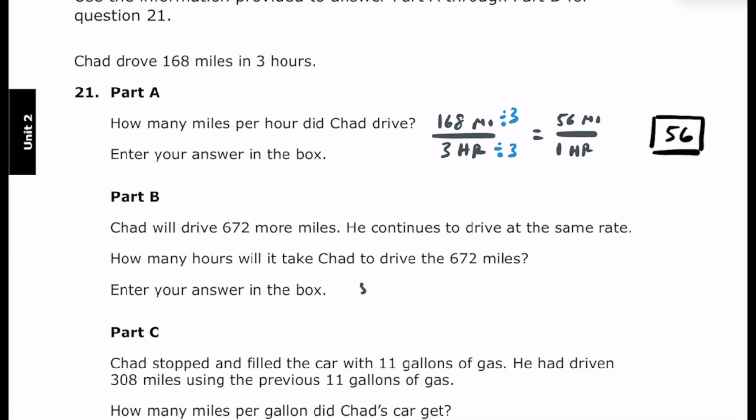Well, we know that Chad is driving 56 miles in 1 hour, and they're asking about how long. So how long is going to be X here. And we know that he's trying to go 672 miles, so let's keep the miles on top. Now, how does 56 become 672? Well, with ratios and rates, we should be multiplying. So let's take 672 and divide that by 56, and that ends up being 12. So it turns out that if you take 56 miles and you drive 12 times further, that's going to be 672 miles.